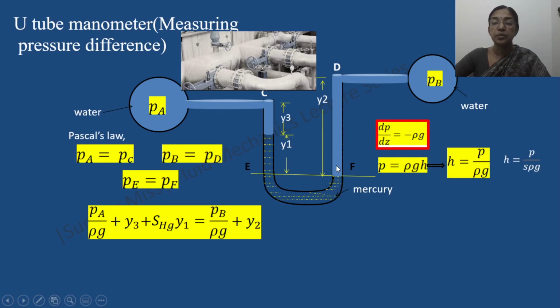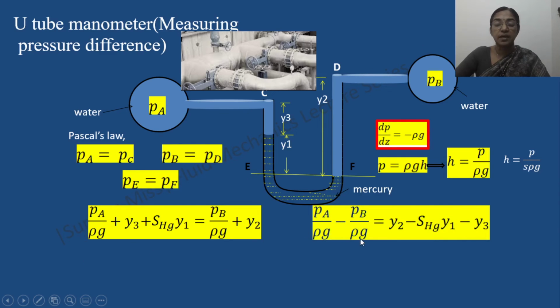plus Y2. So here also the flowing fluid is water, because we are going to find out the difference of pressure between the 2 points. In both cases the flowing fluid is water. So it is Pb by rho g plus Y2. So we are interested to find out the difference of pressure between these 2 points. So Pa by rho g minus Pb by rho g equal to, it is Y2 minus these two terms.